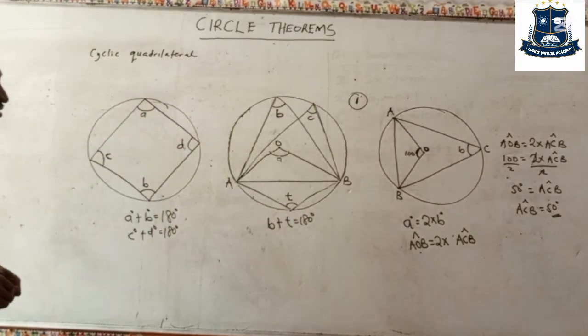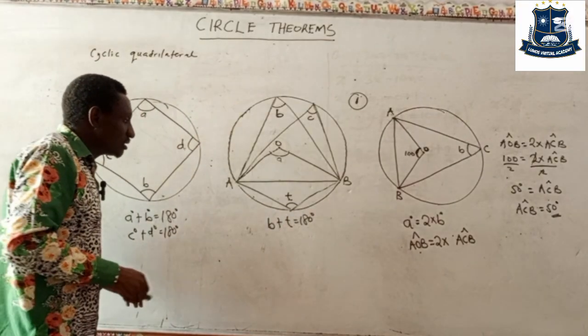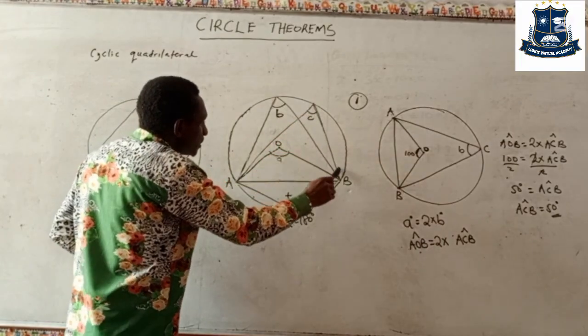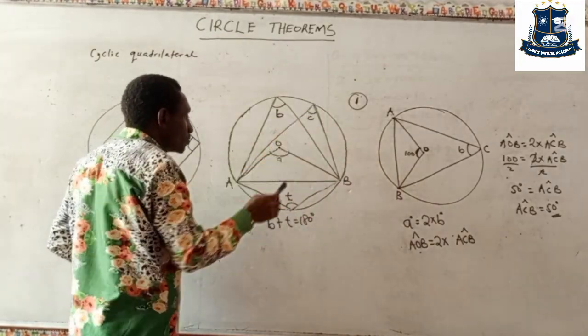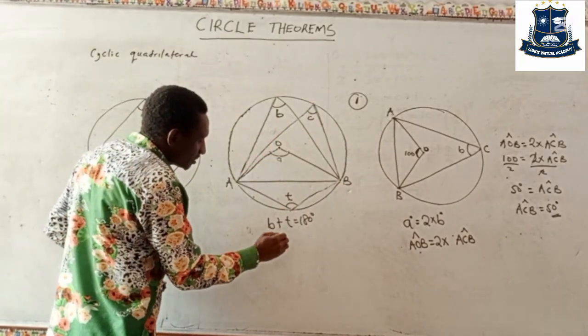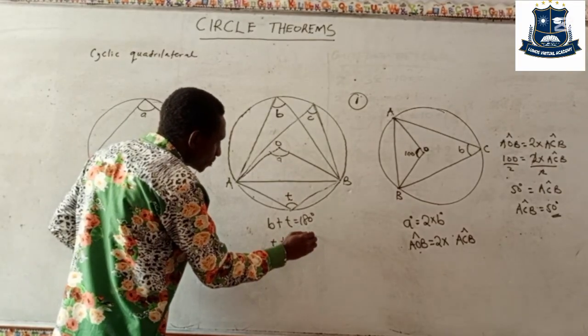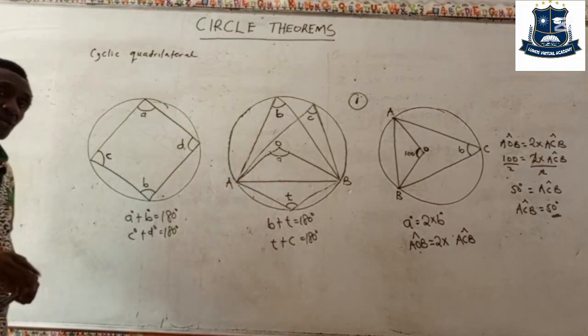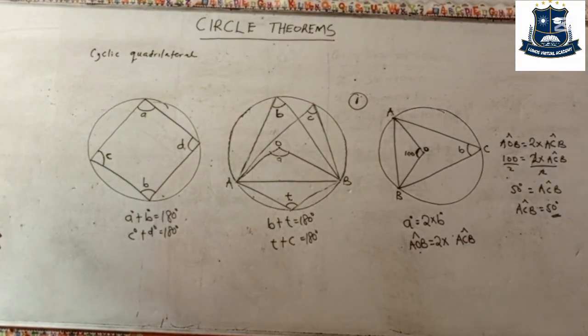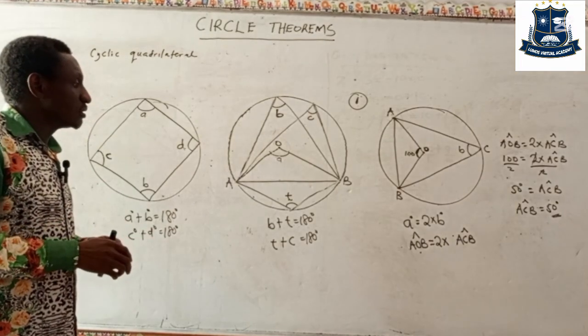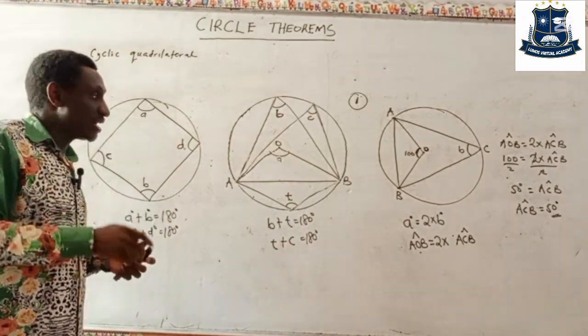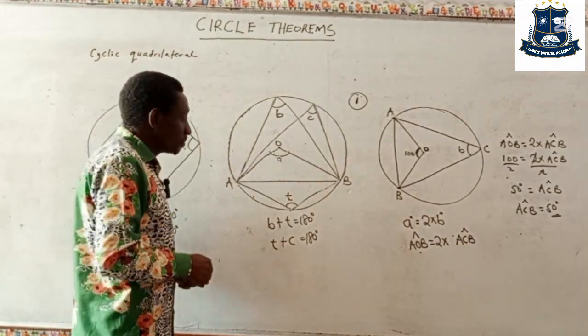They are supplementary. B and T are supplementary. That will also mean that because this is a cyclic quadrilateral also, T plus C is also equal to 180 degrees. Anytime you identify a cyclic quadrilateral, understand that opposite angles are always supplementary.